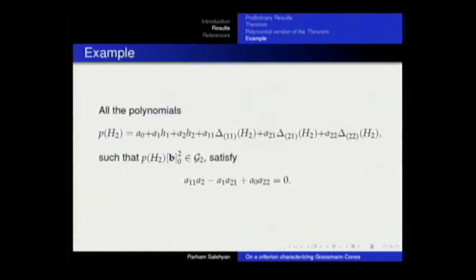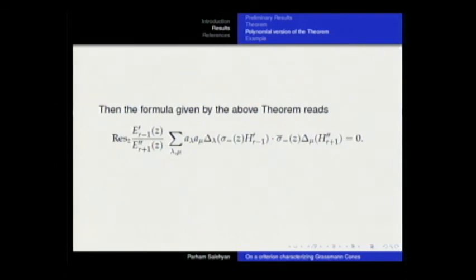For an example, all the polynomials such that this action is an element of the Grassmann cone satisfy this equation here. That is a well-known example that, of course, we can get again by this formula here.